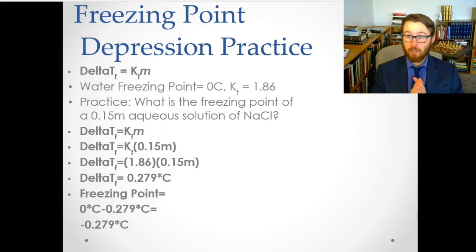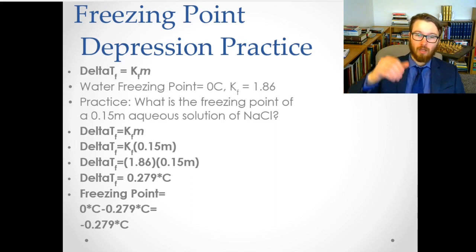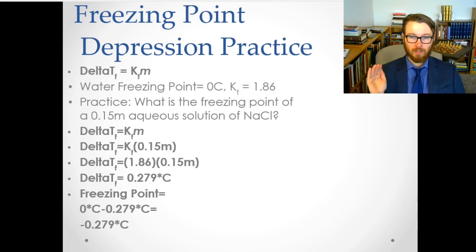So, final answer, the new freezing point of the water, negative 0.279 degrees Celsius, done. That's it. So, all you have to do is take your Kf times your molality to get how much the freezing point depresses, and then you take 0 minus that number, and you're done. At least for water, which is all we care about when it comes to freezing points, because I don't know the last time you froze anything other than water, you tell me. Food's not a liquid. Okay, so that's how you do a freezing point depression.